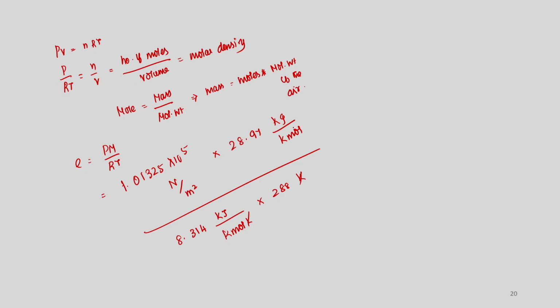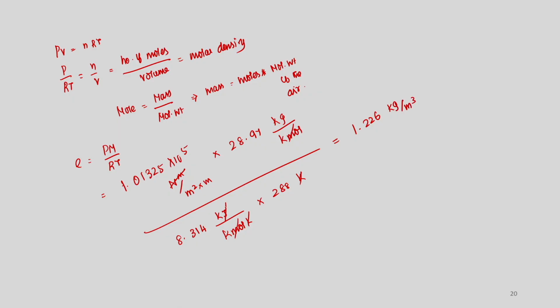So, Kelvin gets cancelled, kilomole and kilomole cancel. Here we have kilojoules and here we have kilogram. One Newton meter is 1 joule, the force into distance. So, if I multiply with meter above and below, this will go. So, this is nothing but kilogram per meter cube, and the 1 K is here. If you do this, then what you would be getting is 1.226 kilograms per meter cube.